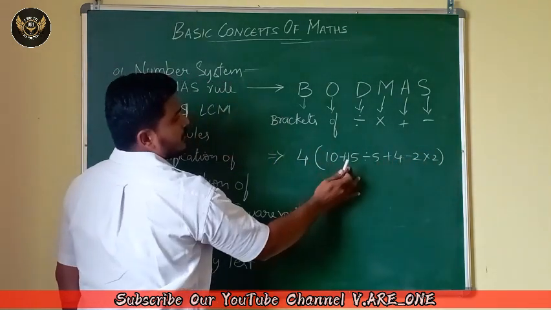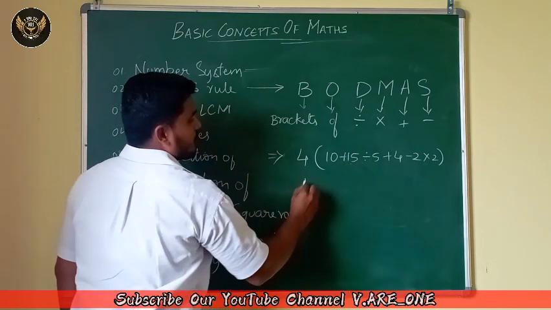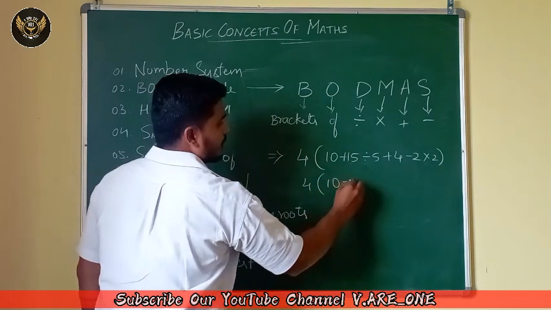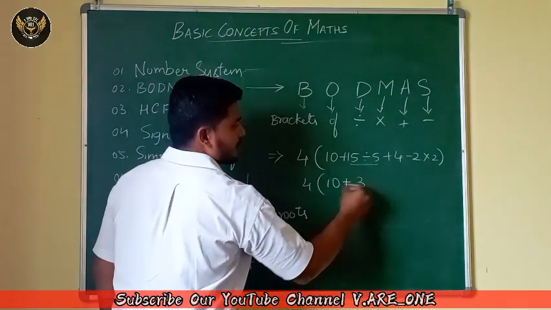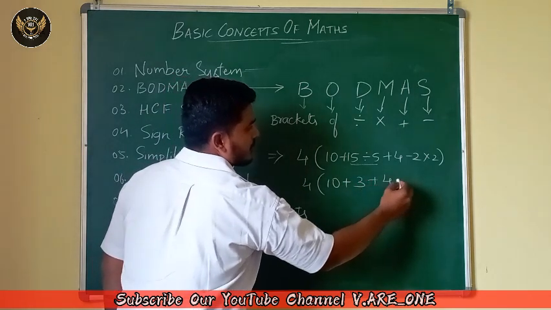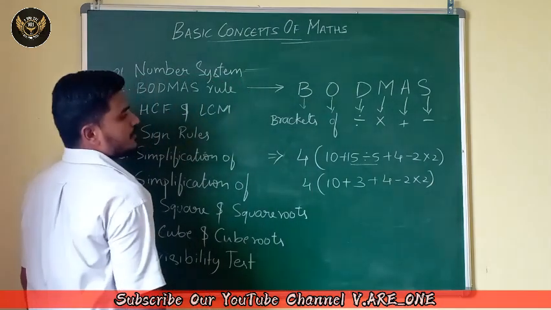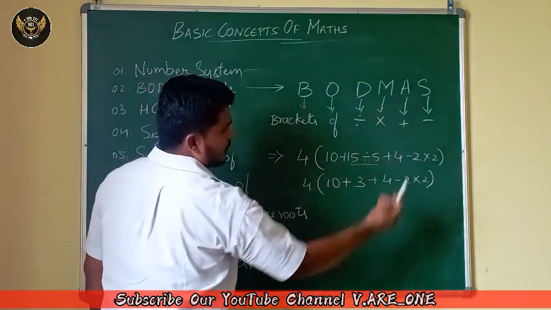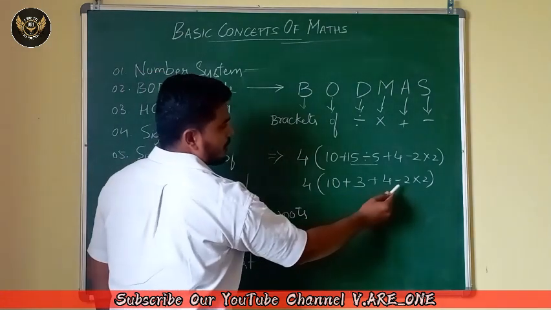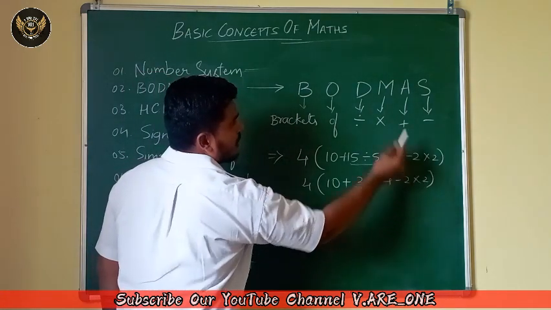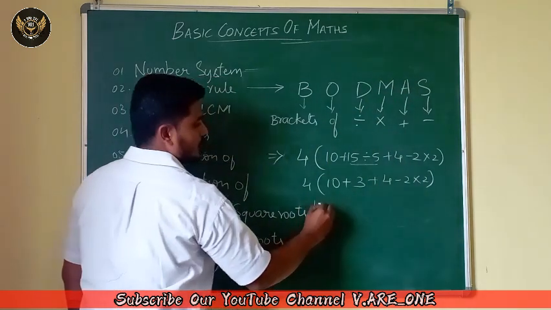In that, first we have to do the division. So 4 into 10 plus, if we divide 15 by 3 we get 3. The remaining we write as it is, 2 into 2. The next step is we have to add or subtract. We need to check. So here we have addition, subtraction and multiplication. In the order we have multiplication, so we have to do multiplication first.